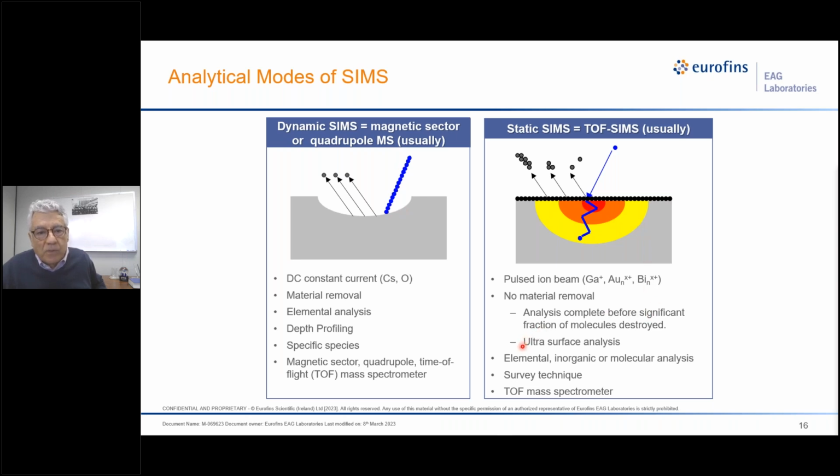Therefore, it's very useful for organic and inorganic analyses. It's a very good survey technique. It can give you what is present on that surface. So that is the difference between time-of-flight SIMS and the rest of the SIMS. We would like to say it's dynamic SIMS or static SIMS. And luckily at EAG, we have all three spectrometers and multiple redundancies, so we can really pick the right spectrometer for the problem.